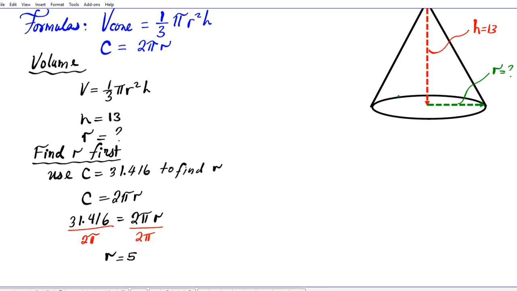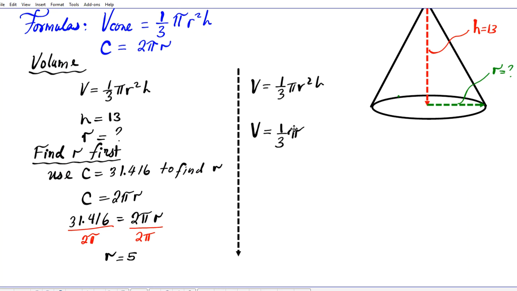Alright, now we have the missing piece. We can now compute the volume. So the volume again, 1/3 pi r squared h. I wrote it again so you can see exactly what's going where. So r is 5, so 5 squared times the height h, which is 13.